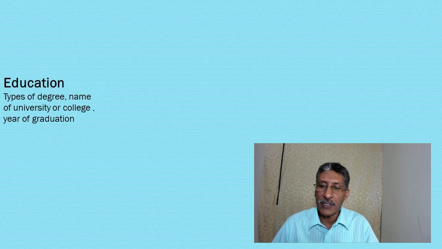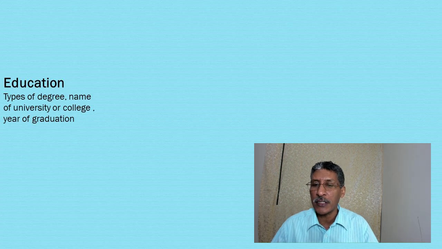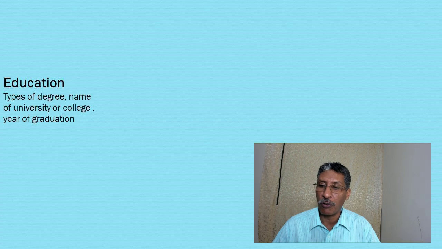Here we have the next two parts, which are education and experience. In the education side, you have to put your type of degree, or your high school, or your diploma, and put the university or the school, and put the year of graduation. Which field you graduated from is the most important, and this is the most important area about the education.